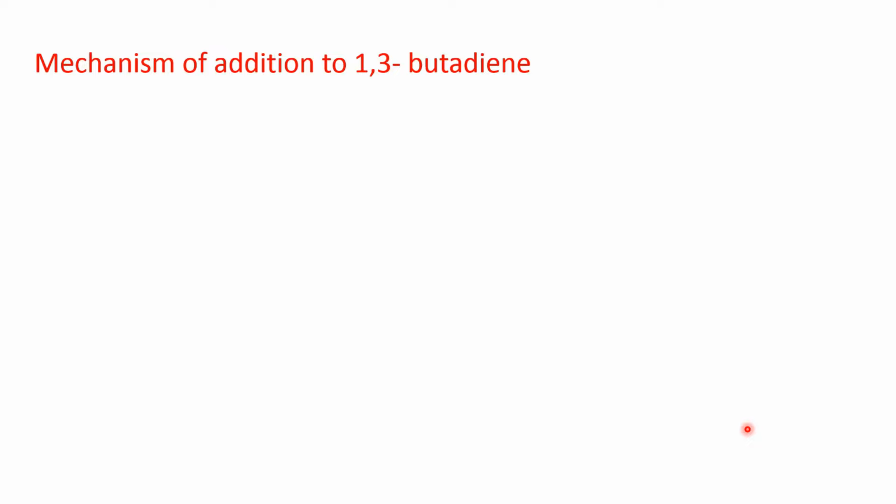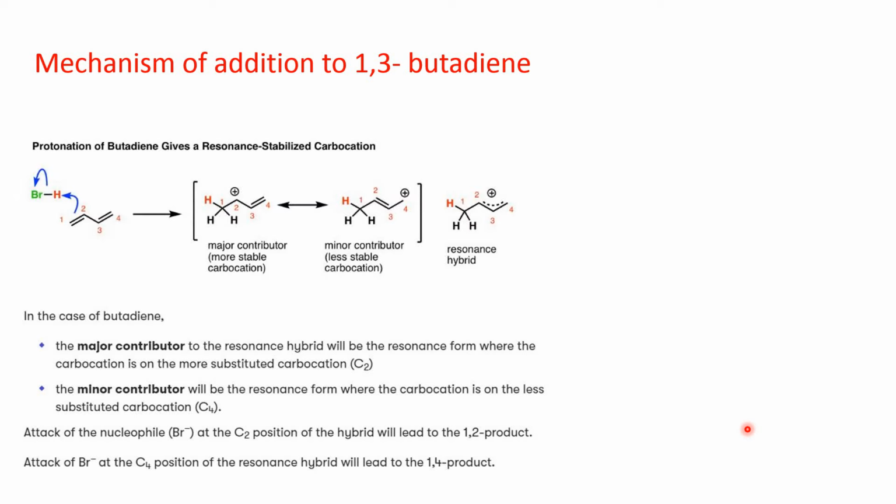Now let's see the mechanism of addition to 1,3-butadiene. See, here the first step, the rate determining step, is the protonation. That means this pi bond breaks and gets attached to this H+, and this hydrogen-bromine bonded electron pair shifts to bromine. So bromide ion is formed, and then the carbocation is formed because this pi bond shifted through this carbon atom to produce the stable carbocation.